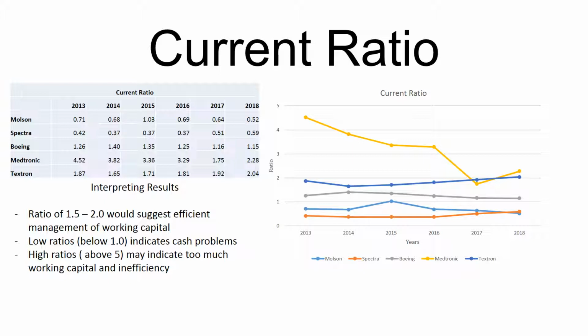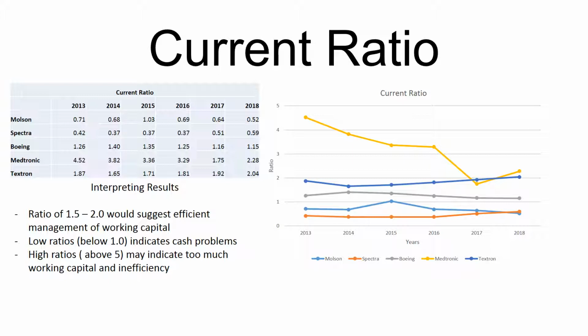Also, we can see that Textron has increased little by little over the years. We can see how it started with 1.87. It decreased a little bit in 2014, and then it picked back up in 2015 and slowly increased to 2.04 in 2018. For the current ratio, I think that Medtronic and Textron are definitely the best 2 companies.